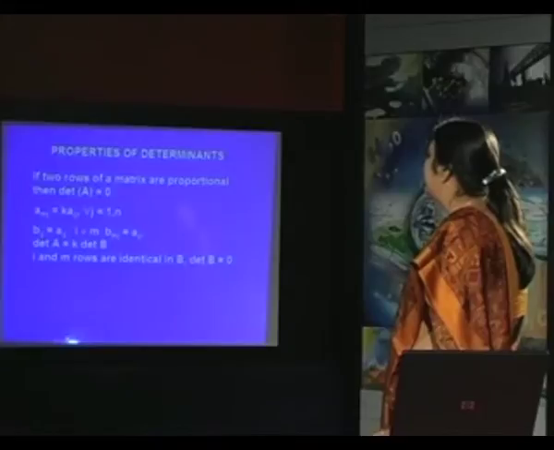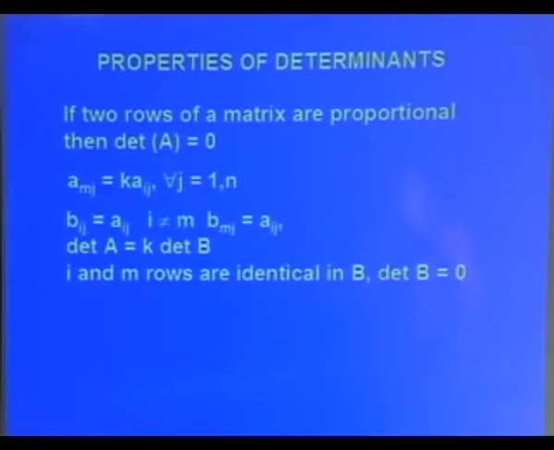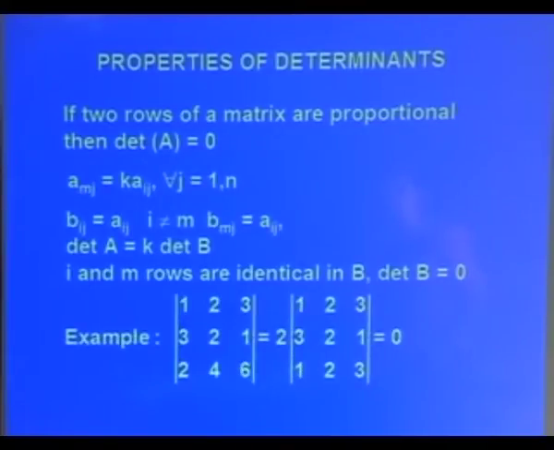Now to prove this, we assume that the mth row and ith row of the given matrix A are proportional. That means A_mj is equal to K A_ij for all values of j between 1 to n. Then one can determine a matrix B such that B_ij is equal to A_ij for all i not equal to m, but that means all the rows of B and A are identical except the mth row. The mth row of the matrix B is given by B_mj equal to A_ij, that means it is identical with the ith row.